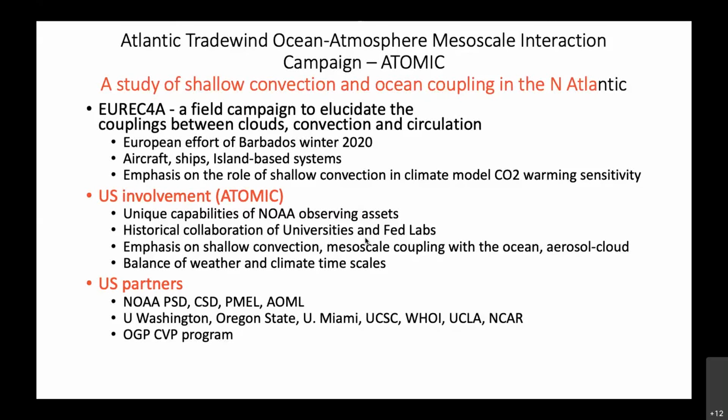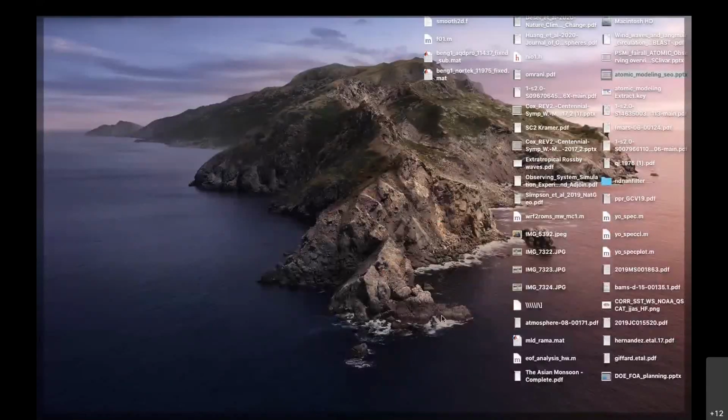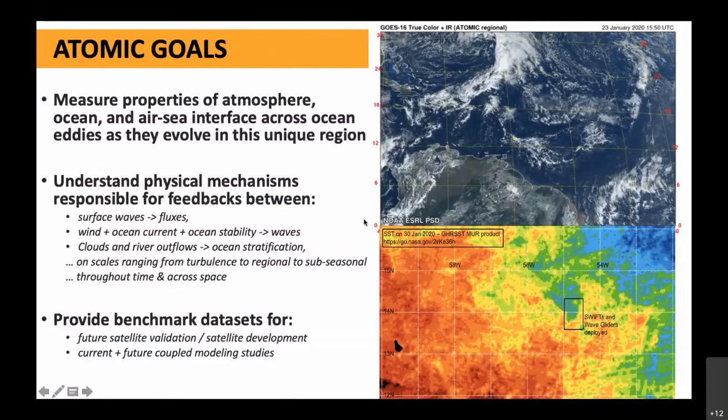Next slide, please. So the goals of ATOMIC were measuring properties of atmosphere, ocean, and air-sea interactions. And we were interested in a number of physical mechanisms associated with those interactions: surface waves and fluxes, surface currents, winds, how clouds and even river outflows affect the ocean properties and ocean stratification on a variety of scales, spatial and temporal. And we want to get a really good data set for satellite validation and satellite algorithm development and also future modeling studies. Next slide, please.